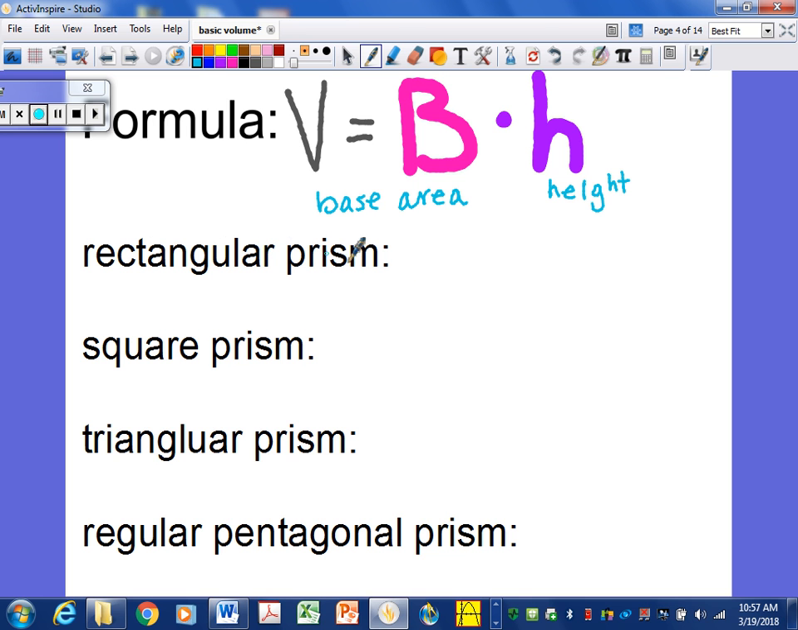So for a rectangular prism, if we were to draw our rectangular prism, okay, here's the length of your base rectangle, here's the width of your base rectangle, and here's the height, the distance in between your bases. So for this, the formula is length times width times height. So you just multiply them all together. Okay, pretty simple for a rectangular prism. Okay, for a square prism, let's draw a nice square.